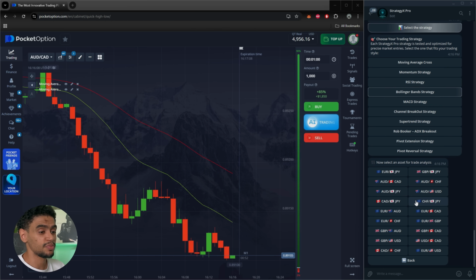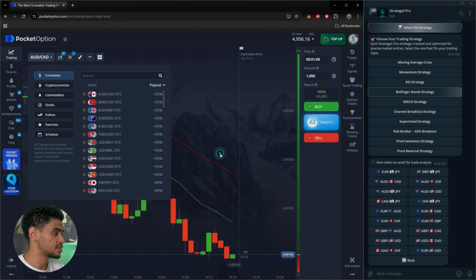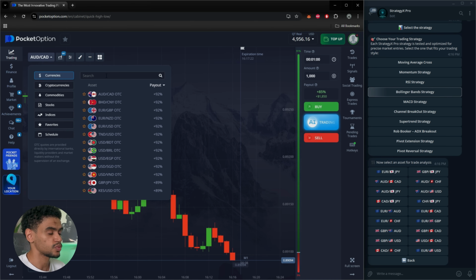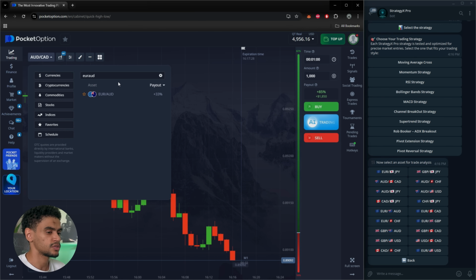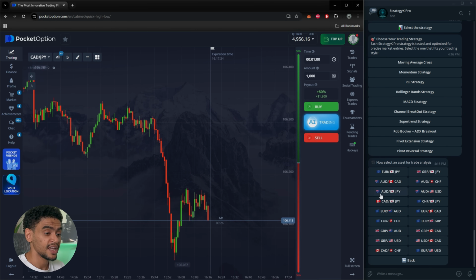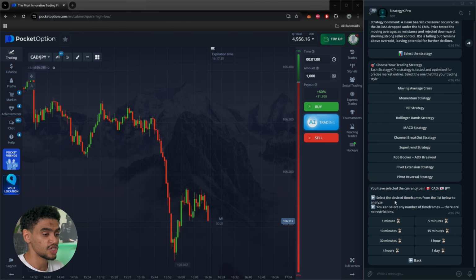Now let's try the Bollinger Bands strategy. Same process. We're gonna delete this because we don't need it. And now let's find another asset, Australian dollar, Japanese yen. For example, bad payout. We skip. We want above 80% or at least around that. I saw euro, Australian dollar. No. Let's try Canadian dollar, Japanese yen. Yep, there it is, 80%. Sideways market, a difficult situation. We already selected the strategy, so let's go with Canadian dollar, Japanese yen.